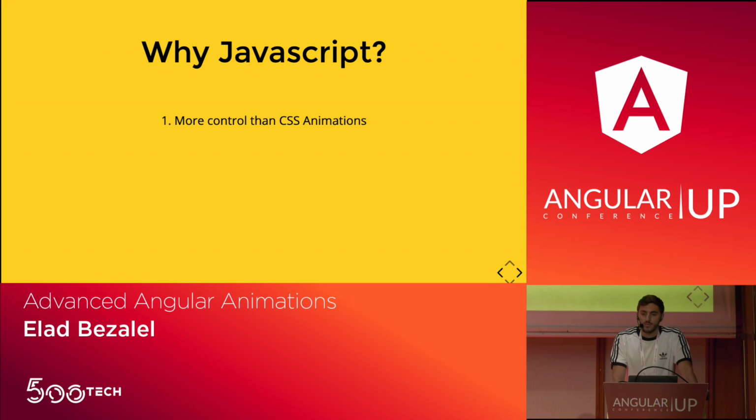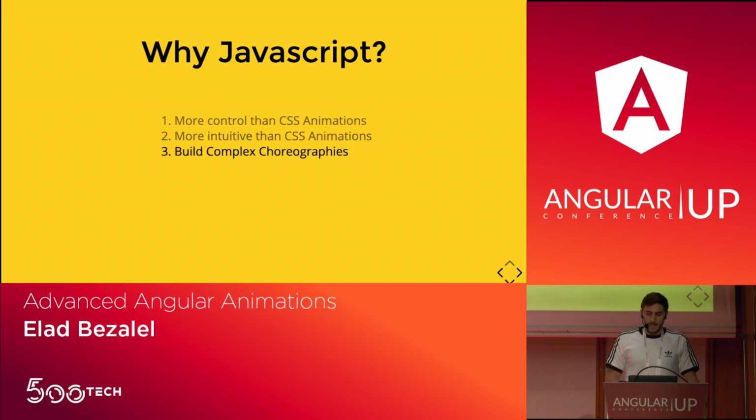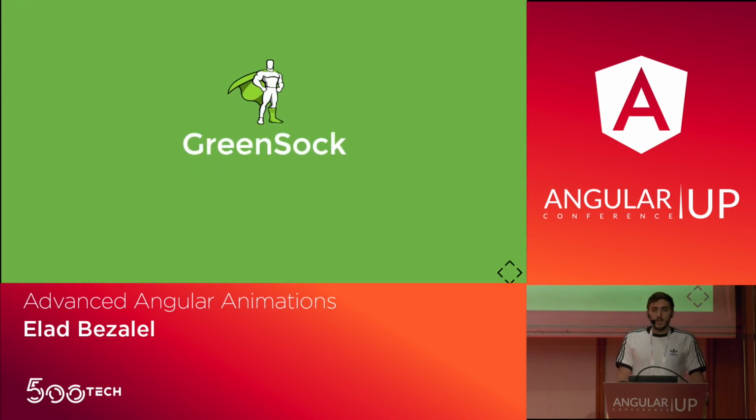Now let's talk about the second part, the JavaScript animation, which is more tricky and more complex to nail, but it is possible. Why should we do JavaScript? Because we have more control over our CSS animations. It is more intuitive than CSS animations because, again, we are animating elements. You can build complex choreographies with it. And this is where GreenSock comes into place.